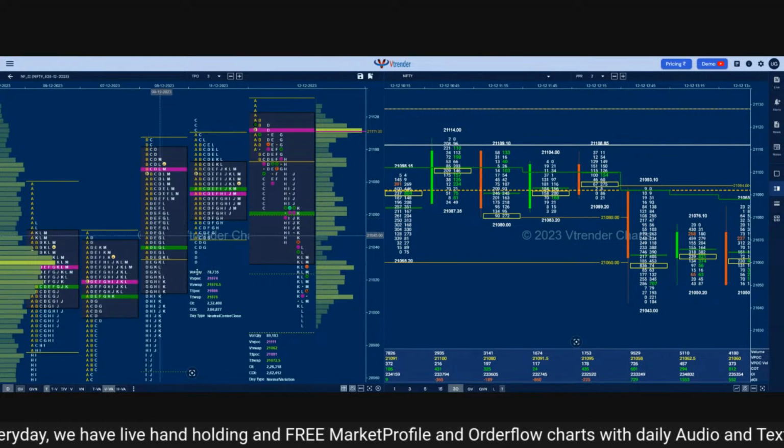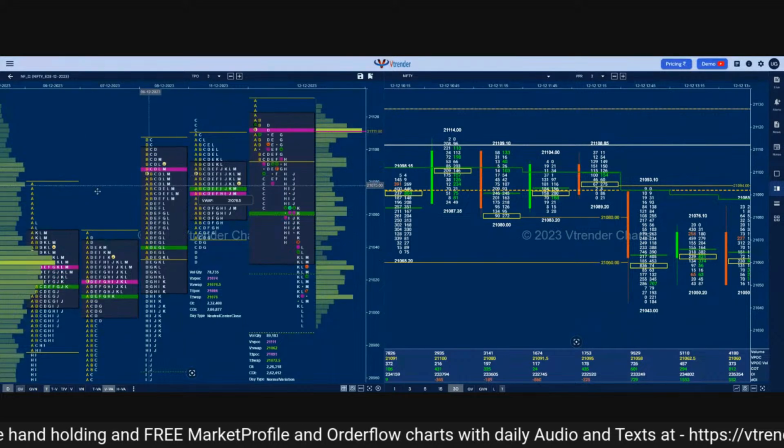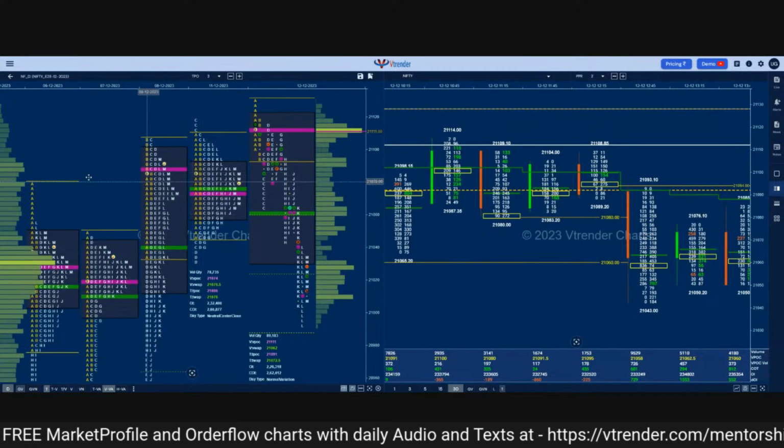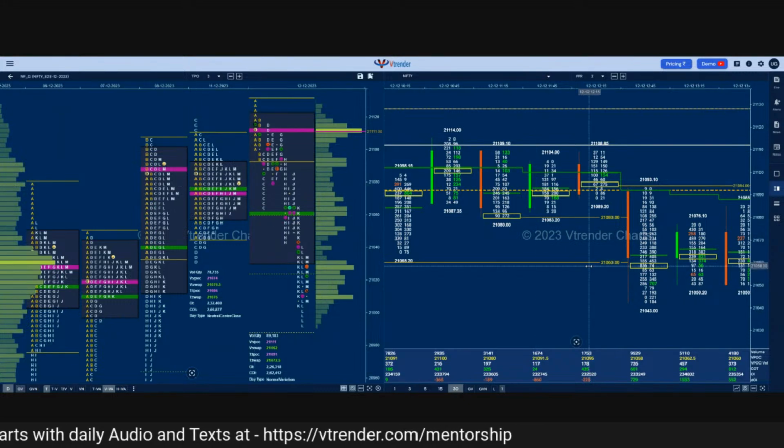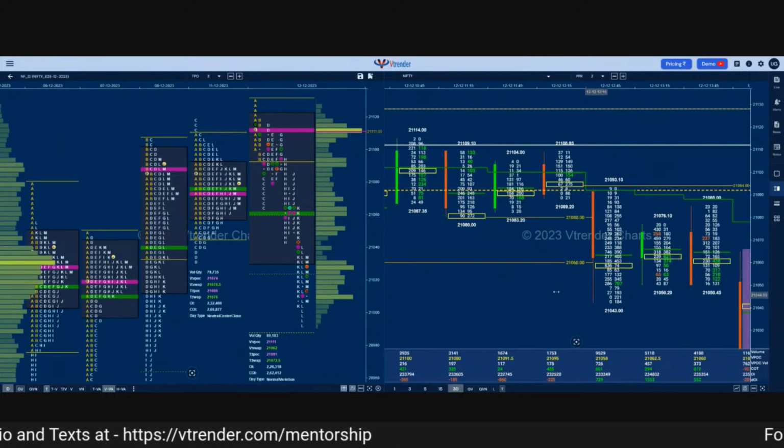And on the higher time frame on the left side, you can see we were in a multi-day balance. You can see the value was overlapping from the 6th of December till even the 12th. So it was getting back into the previous value.